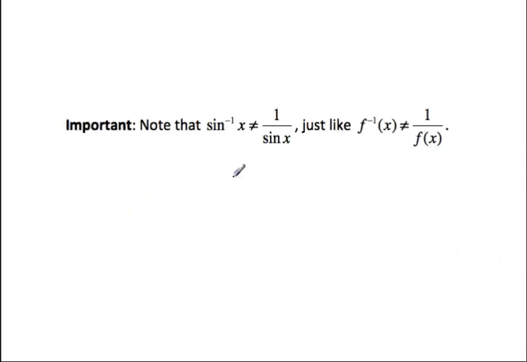Now, just as with f of x, when we have a little -1 on a function, it doesn't mean reciprocate it. So with f inverse of x, you probably learned or you recognize that that does not mean the reciprocal of the f of x function. It means the inverse function. And similarly, because sine of x is a function, the same thing applies. Sine inverse of x means the function that does the opposite of sine of x. It doesn't mean the reciprocal of the sine function. And we'll see that there's another name for this function that we'll learn about in an upcoming lesson.